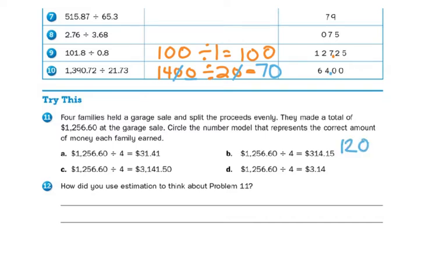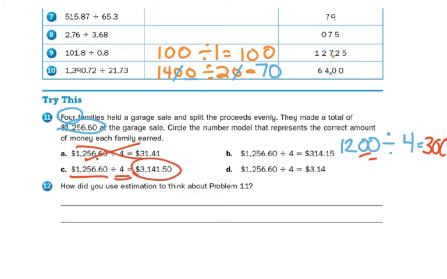If I took 1,200 and divided it among the 4 families, well, 12 divided by 4 is 3 with 2 zeros behind it. Well, if they each only made $31, 30 times 4 is 120. That doesn't make sense. If they made $1,256.60 and divided it, they couldn't end up with more. And does it even make sense that they each get $3? Each family times 4 families is $12. So the only one that makes sense is B.